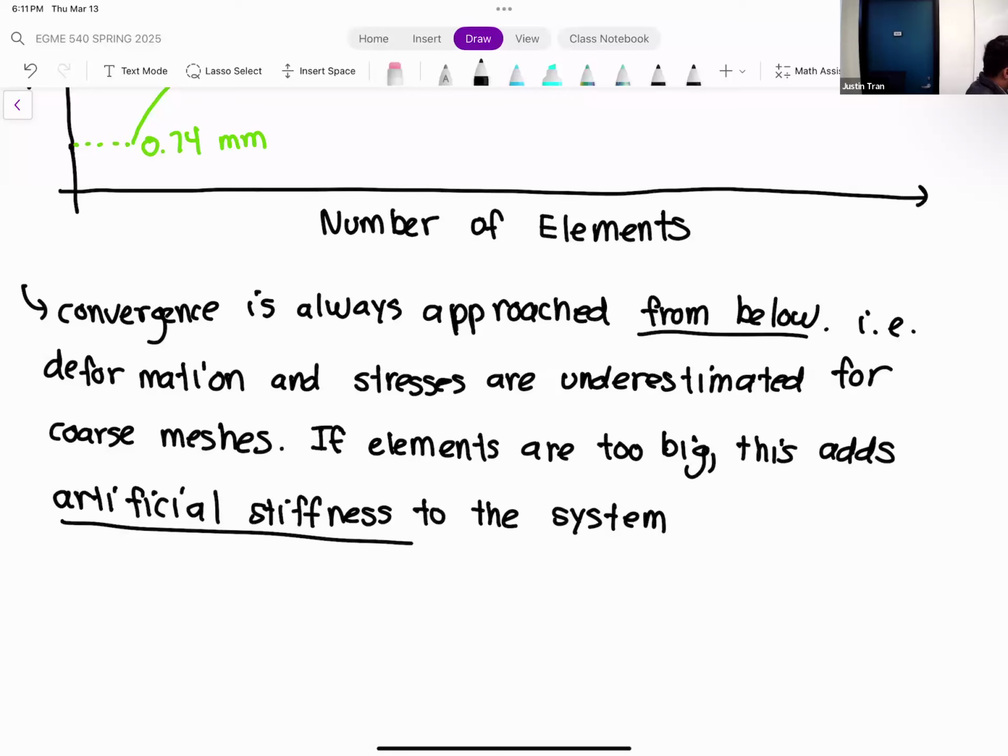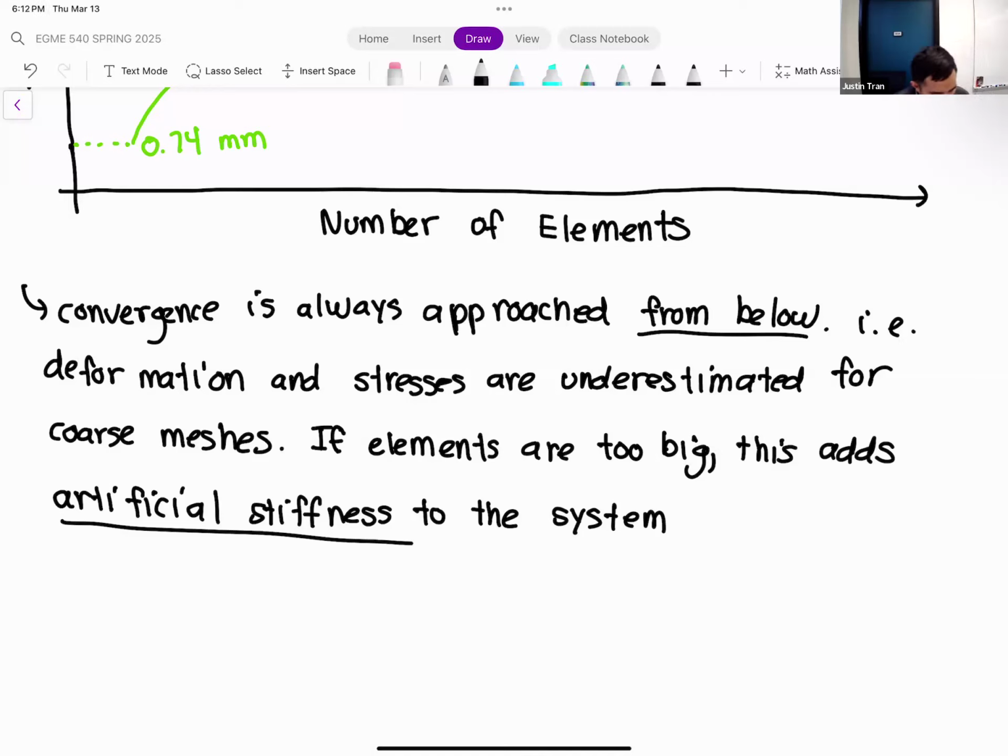Okay, and as you refine the mesh, that allows the system to loosen up and estimate higher deformations and higher stresses. Okay. So you should see that, when you do your mesh convergence testing for your project, your convergence should almost always be approached from below. Unless there's a sharp angle in your geometry that may cause the stress to go up and down, like the stress singularity that we talked about on Tuesday.